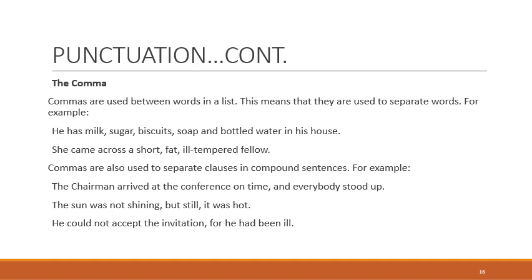For example, in the sentence I've mentioned, he has milk, sugar, biscuit, soap, there is the option to either indicate a comma after soap and then 'and bottled water', or to write it without this comma. In most academic writing, this comma is normally omitted. However, it is called the Oxford comma, so when it is used, there is no harm. Okay.